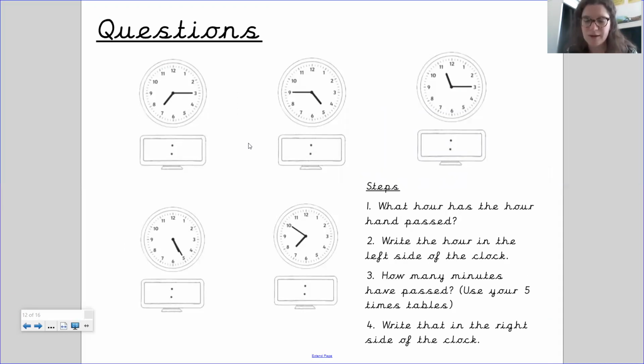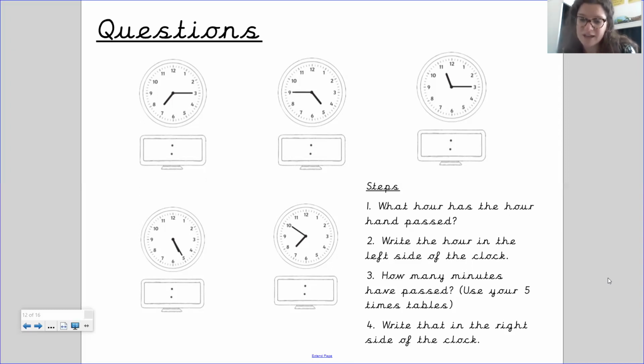Okay, so I have shown you how to convert analogue times into digital times. Here are the steps that you need to follow. First of all, look at what hour the hour hand has passed. Write that in the left-hand side of the digital clock. Then, how many minutes have passed? Use your 5 times tables. Write the number of minutes in the right-hand side of the digital clock. Pause this video and complete these questions.